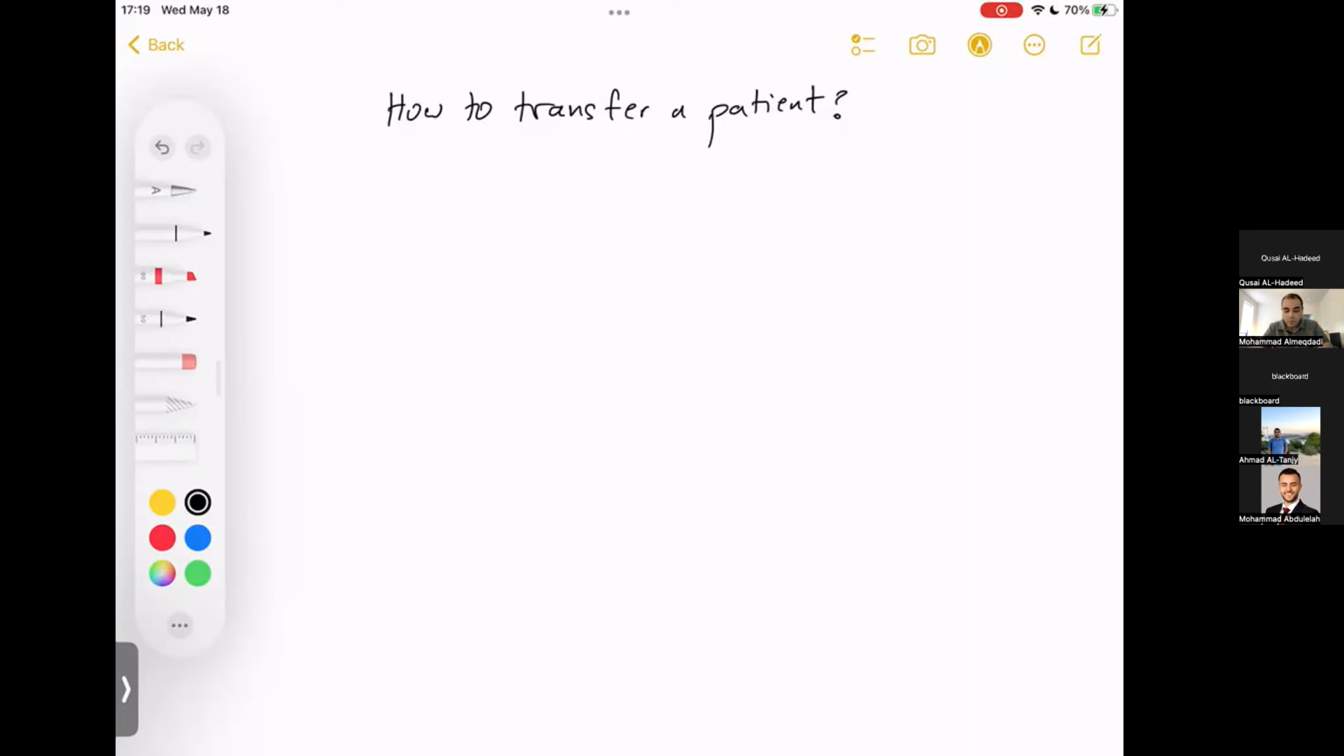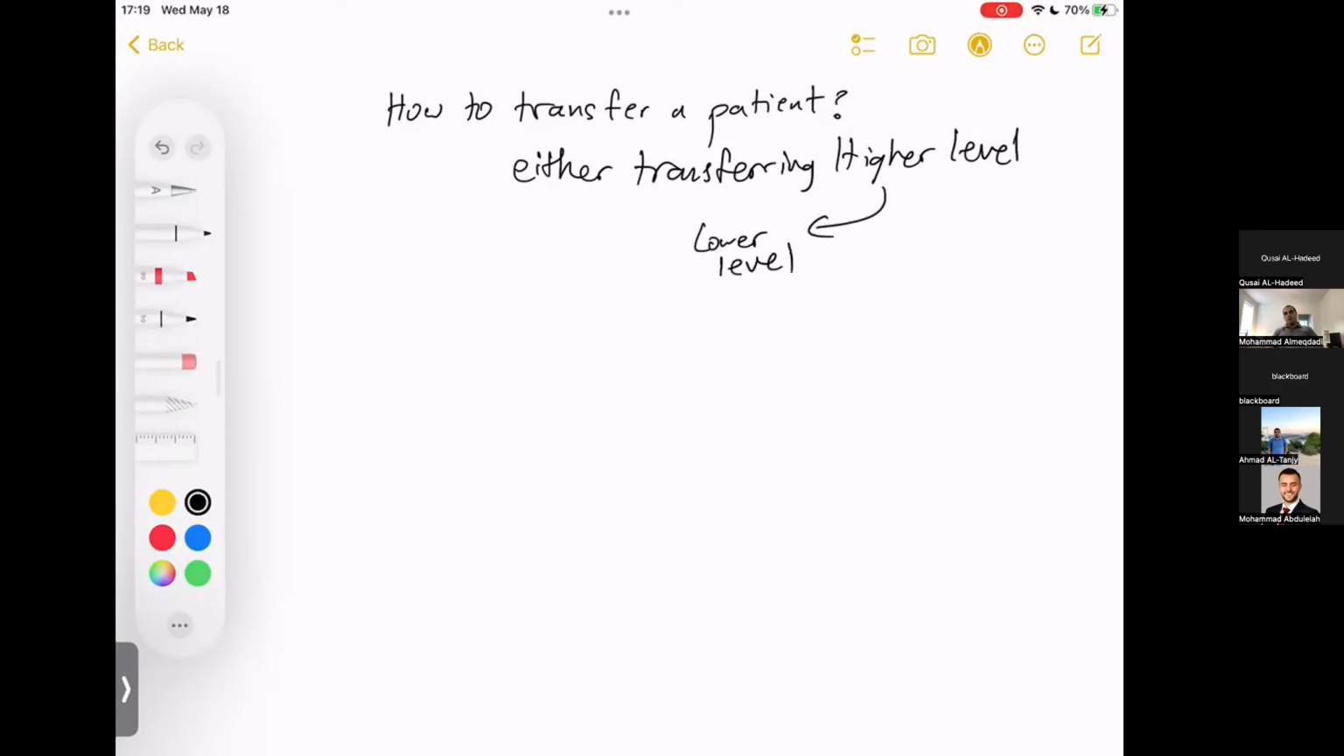So when you're transferring a patient, most of the time you're going to be transferring up a level. It can either be transferring to a higher level, or you're transferring from a higher level to a lower level. What's important for you is to know how to do both of them, but transferring to a higher level is more pertinent. I know both of them are very important for you to know.